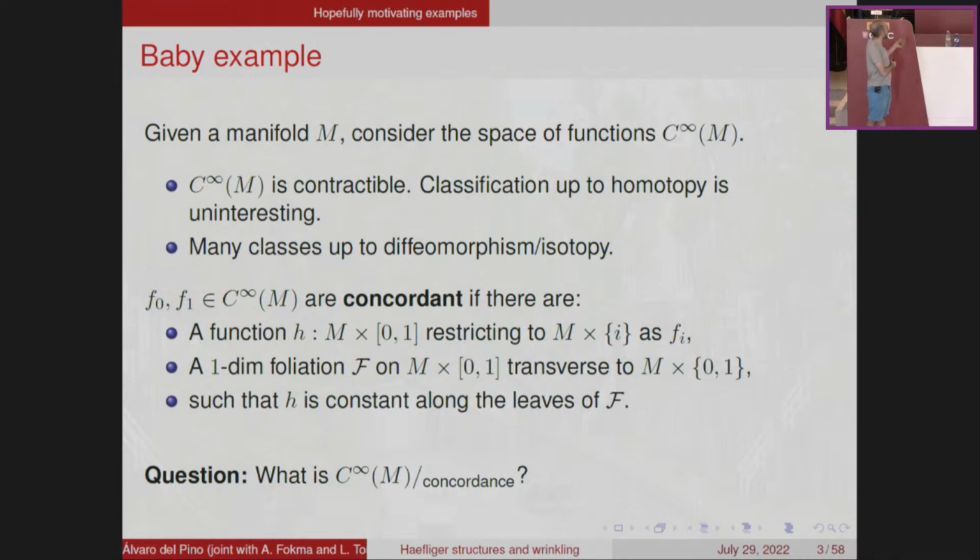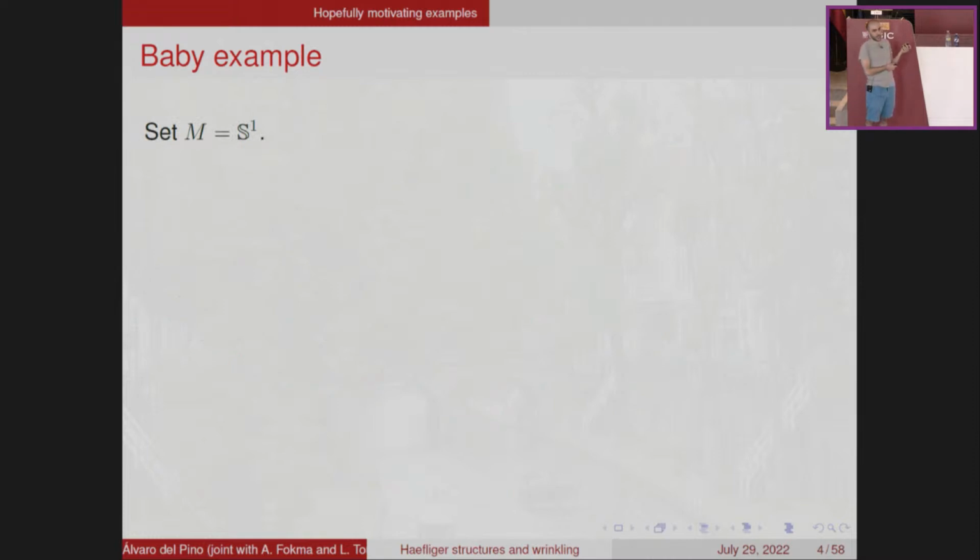And to make it even more baby, I'm going to specialize to the case of S^1, because here you can work it out fully. The point is that you can work it out fully because in this case you know what all the foliations on the cylinder are. And this is quite nice. I learned this from the book by Hirsch and Hector on foliations, which if you haven't checked out, it's pretty cute.